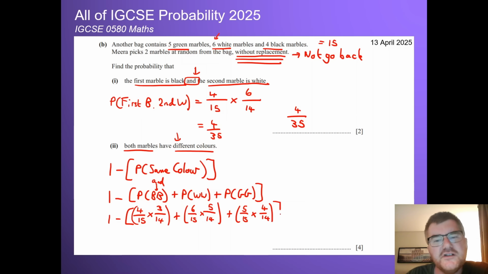The pattern is also easier to work out, because otherwise if you do, for example, first marble black, second marble white, then you have to remember that you've lost 1, so you've got 14 in total, but the amount of white stays the same, so it keeps things a bit trickier. Once I've written that working down, that's all I need to do. I don't need to write anything else for the examiner.